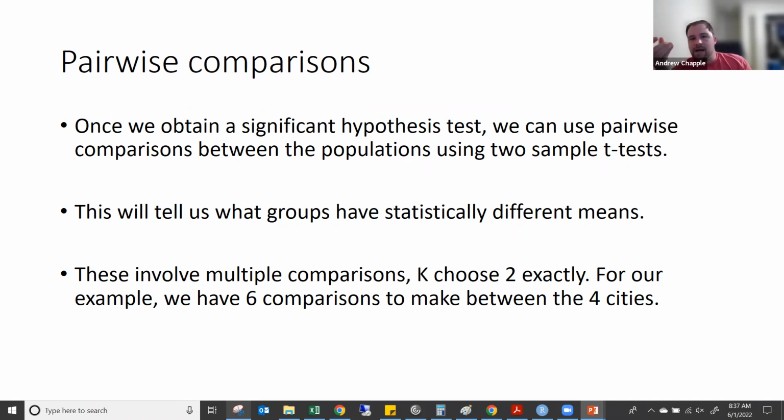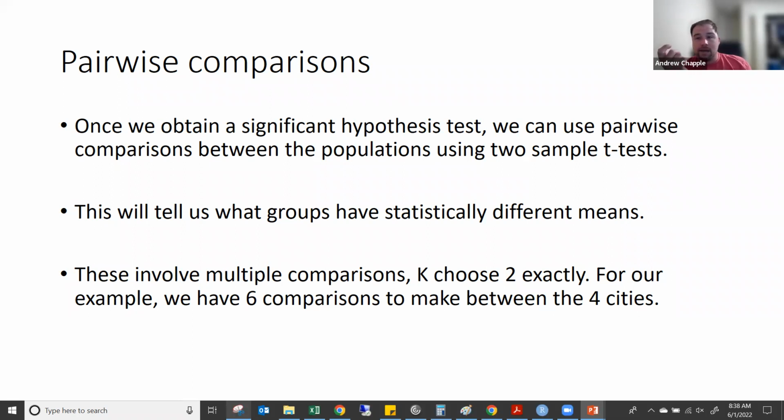Okay, once we get a significant hypothesis test, usually what you'll want to know is, I know that the weights are different across these 4 cities. Which cities have different weights? So I can use pairwise comparisons. I can use 2 sample t-tests here, and it'll tell us which groups have statistically different means. Now, this involves multiple comparisons. So if I have 4 cities, Baton Rouge, Lafayette, New Orleans, and Shreveport, and I get a significant difference, then I want to compare: do Baton Rouge and New Orleans differ? Baton Rouge and Lafayette? Baton Rouge and Shreveport? New Orleans and Lafayette? New Orleans and Shreveport? Lafayette and Shreveport? So that's 6 comparisons that I want to make.